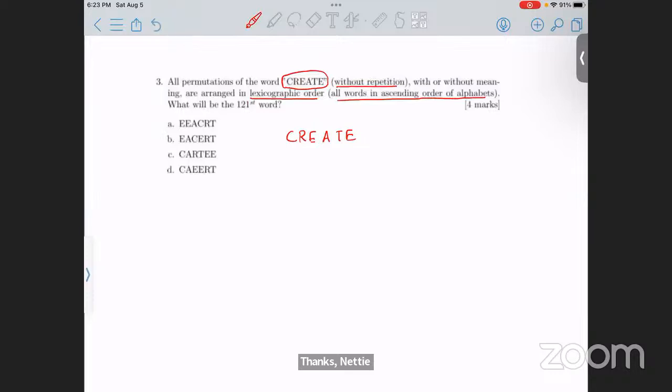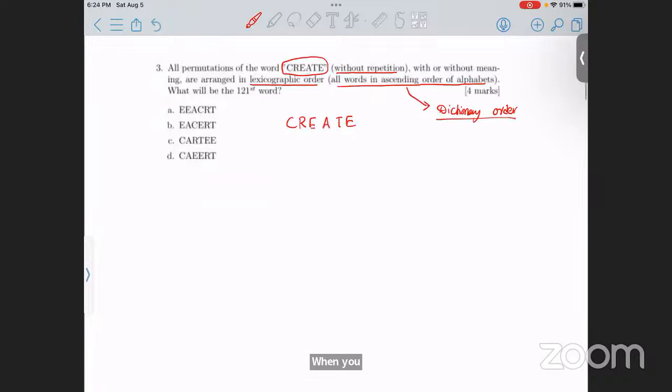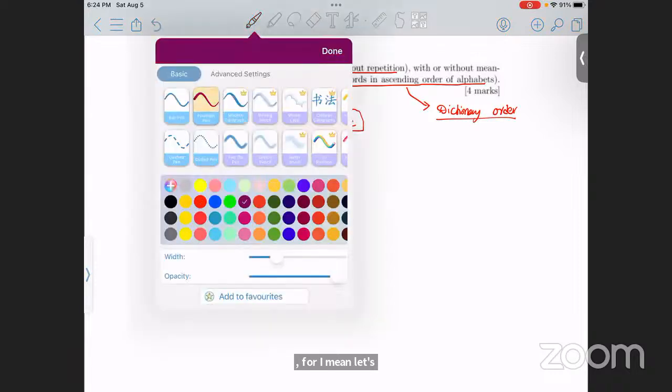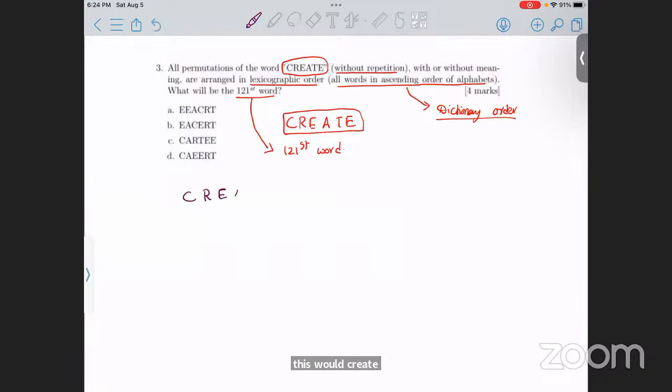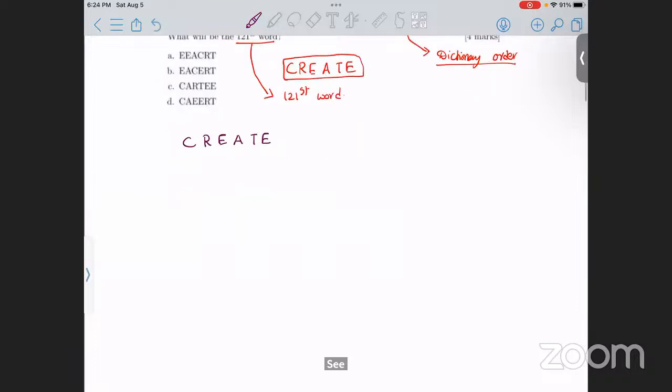It is similar to a dictionary order, when you search words in a dictionary. Okay, what would be the 121st word? Let's analyze this word CREATE. Now let's order it first. Order it: A, C, E, E, R, T.